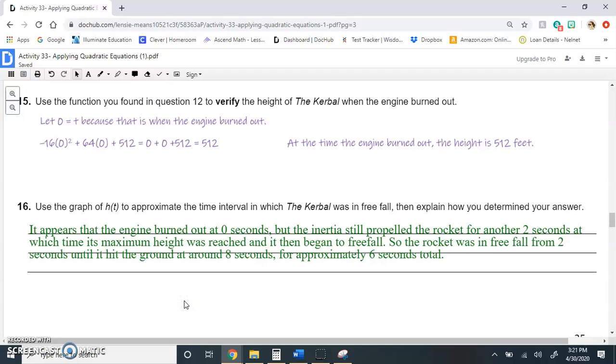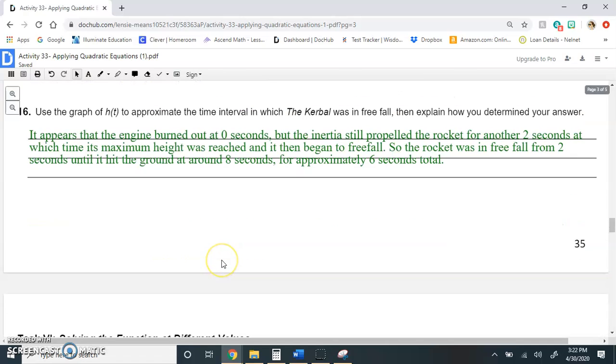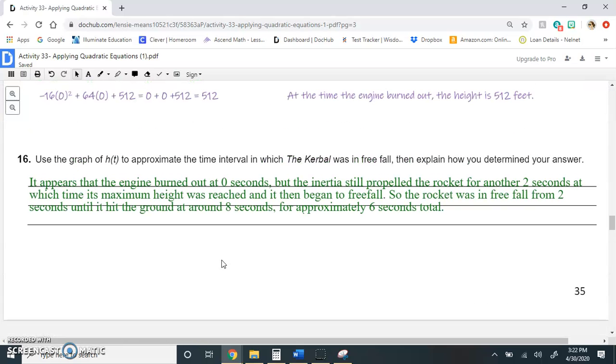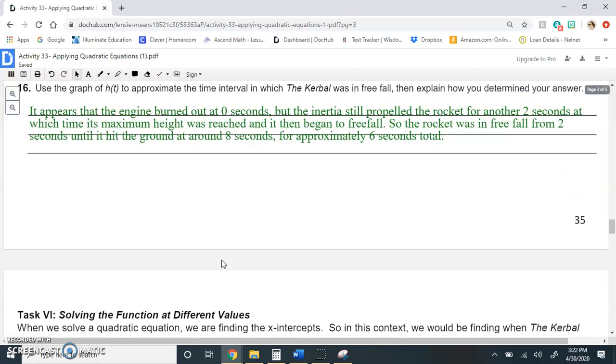Number 16, use the graph of the function to approximate the time interval. In other words, from what time to what time was the rocket in free fall, and then explain how you determined your answer. So I said that it appears the engine burned out at 0 seconds, but the inertia still propelled the rocket for another 2 seconds, at which time its maximum height was reached, and then it began to free fall. So the rocket was in free fall from 2 seconds until it hit the ground, around 8 seconds. So I'm going to say about 6 seconds total. All right, again, guys, if you need to pause the video at any time to copy this down or to modify your answers, please feel free to do so.